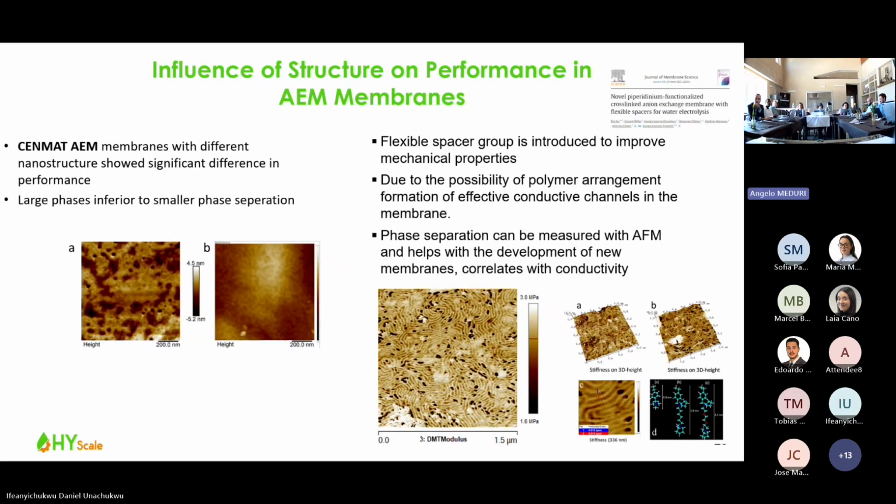But the AFM also works very nicely for membranes, and here are two standard membranes. On the left side, you see quite large phases. The scale here is 200 nanometers. But the second image is a higher performance one, which has smaller phases. And the sample on the right side I also want to show, because this lamellar structure is quite nice for these very different functionalized cross-linked AEM membranes.